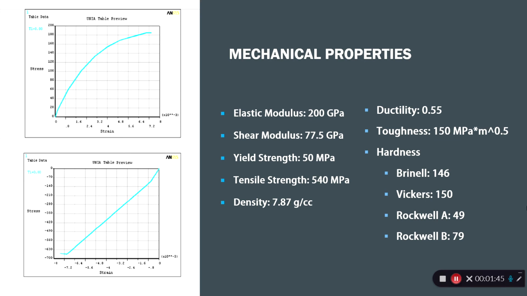Iron has a density of 7.87 grams per cubic centimeter and a ductility of 0.55, meaning that it's not very ductile when compared to metals such as copper or aluminum. Iron has a toughness of 150 megapascal meters to the 1/2, and under all the hardness tests, these are the results. The Brinell test has a result of 146, the Vickers 150, the Rockwell A 49, and the Rockwell B 79.